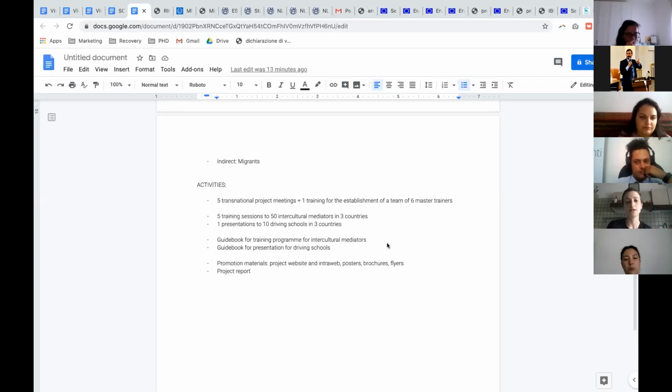And then in terms of material, there will be a guidebook for the intercultural mediators, a guidebook for the driving schools, promotion materials, and a project report. That's it.